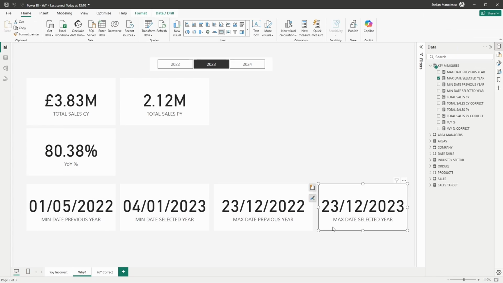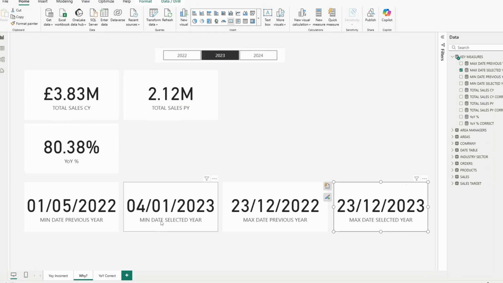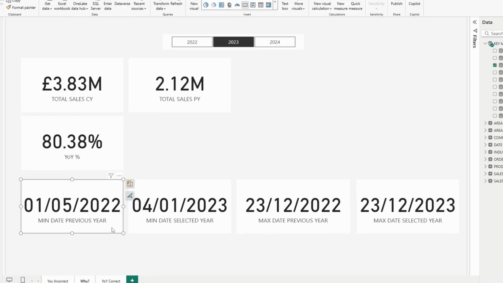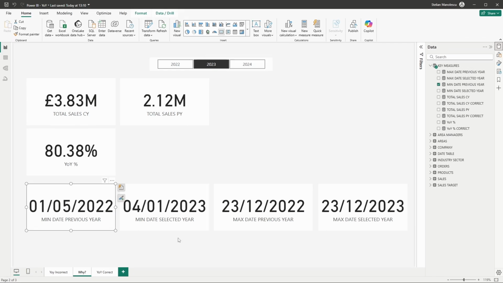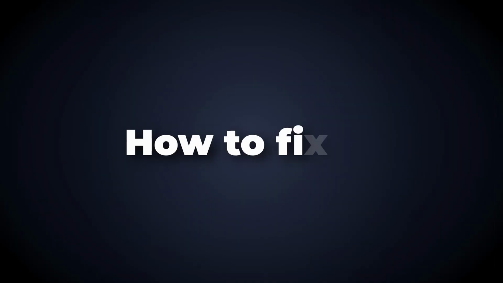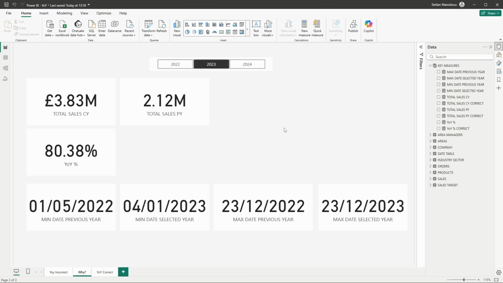Now, in my mind, the year-over-year growth percentage should be calculated for both years using the same period. For the selected year, we have this period between 4th of January and 1st of May where we do have information, but for the previous year, we don't have this. So I would like to calculate my year-over-year growth percentage starting with 1st of May in both years. Now, I've told you earlier there is a way to solve this. Let me show you how.